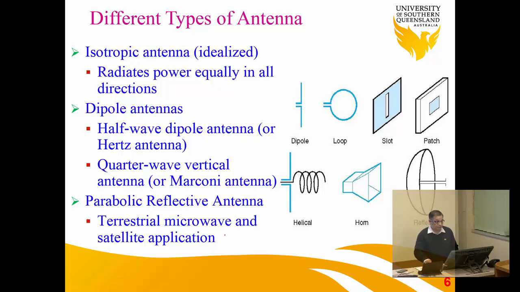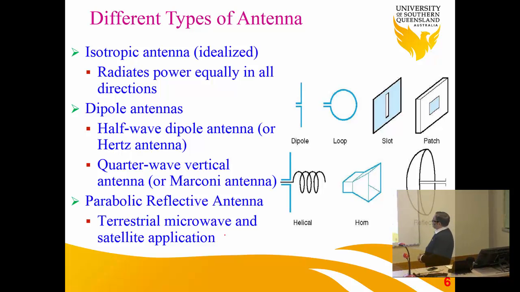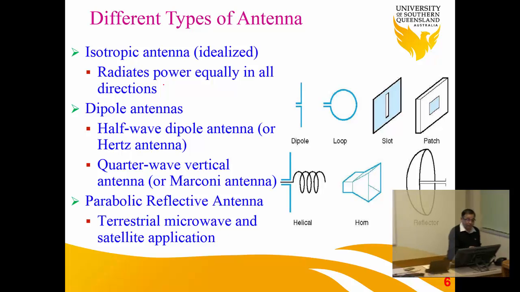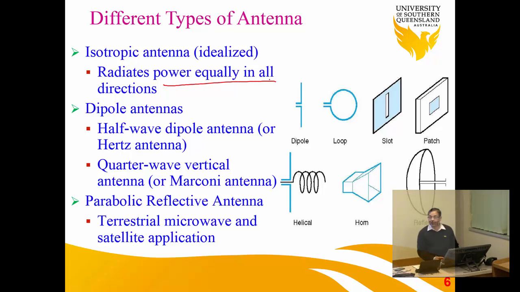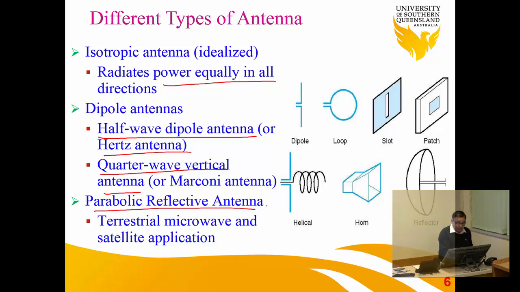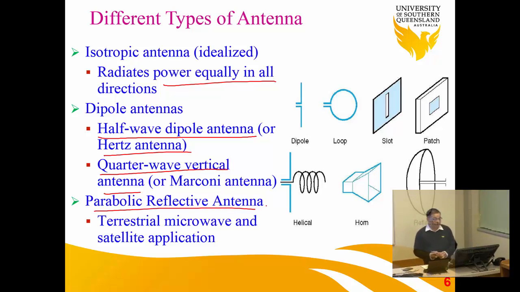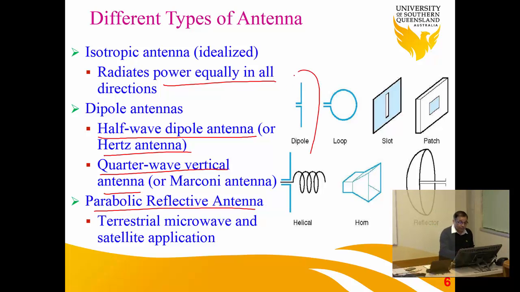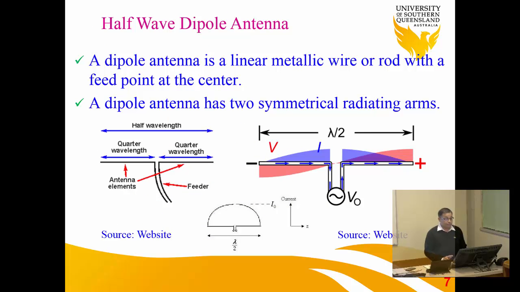Then I'm coming to different types of antenna. So isotropic antenna is idealized, it radiates power equally in all directions. And then dipole antenna has half-wave dipole antenna, a Hertz-type antenna, as well as quarter-wave vertical antenna or Marconi antenna. There are also parabolic reflector antennas used for terrestrial, microwave, and satellite communications. This is the dipole antenna. There are also other types of antennas for different applications. So far, we are going to explain the half-wave dipole antenna.